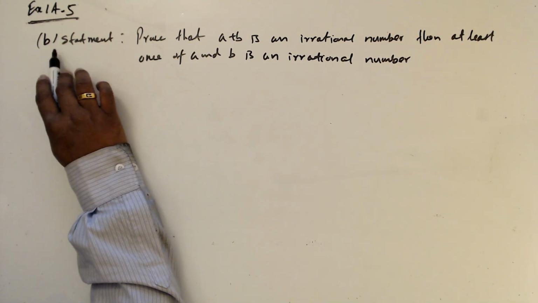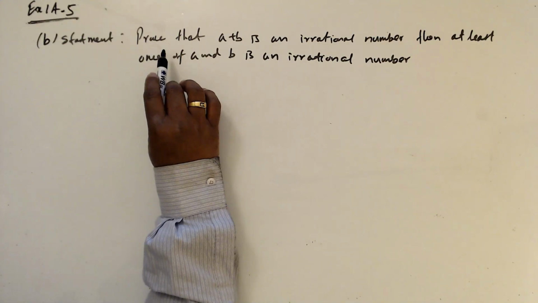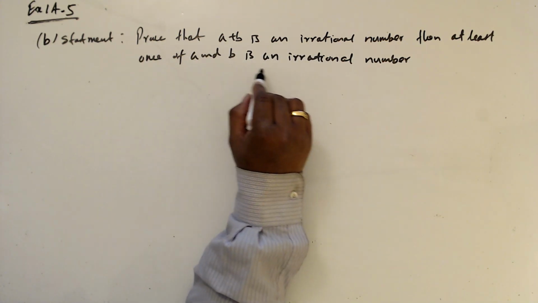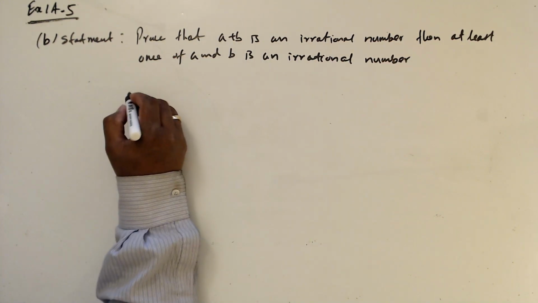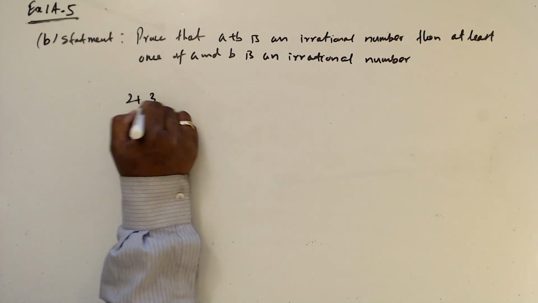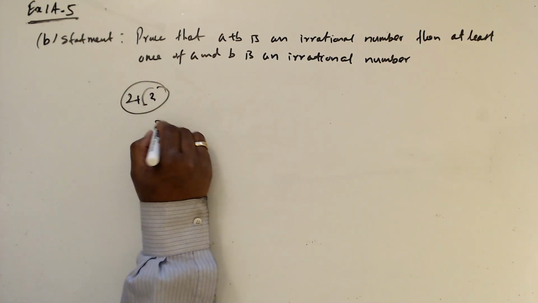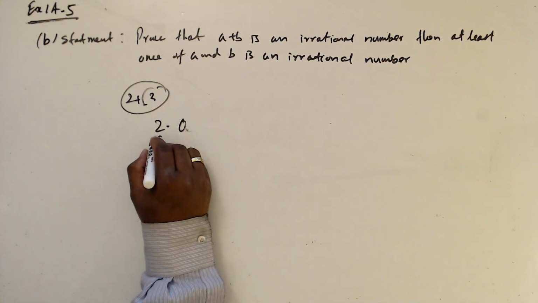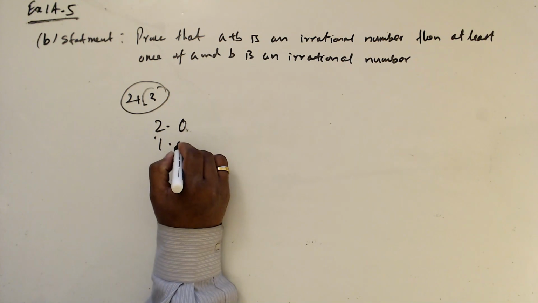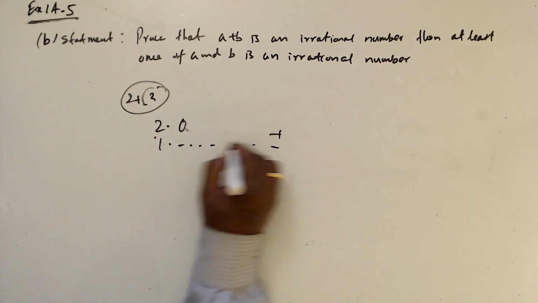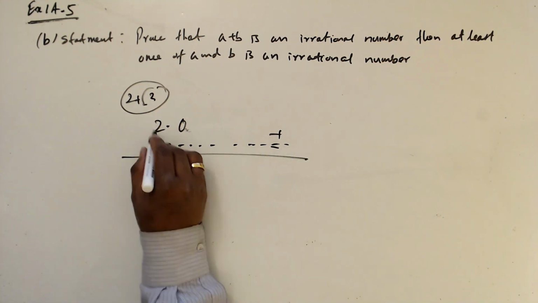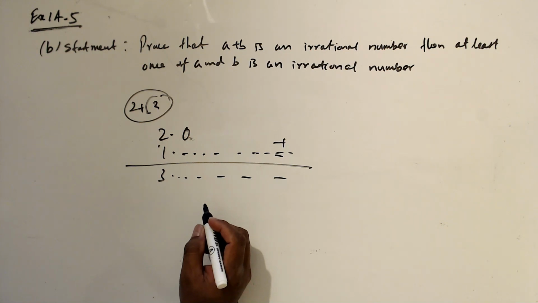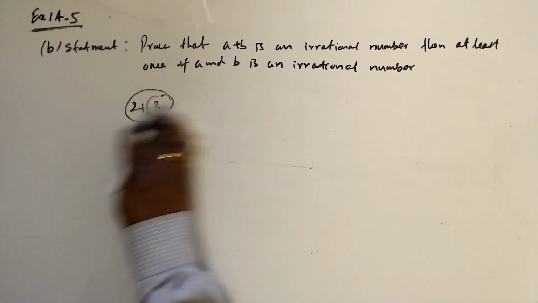Question number 5 part B. Prove that if A plus B is an irrational number, then at least one of A and B is an irrational number. If you take 2 plus square root 3, this is clearly irrational, because 2 is just 2 and square root 3 has an infinite number of decimals. When you add them, it is going to be an irrational number. Now we need to prove this.